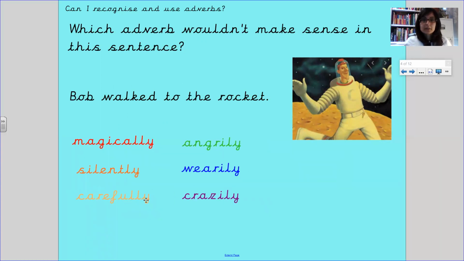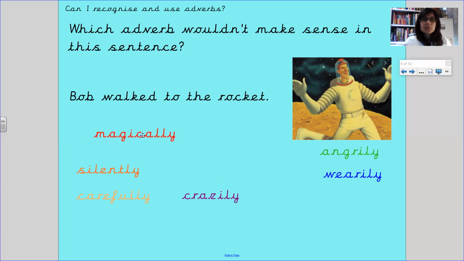Right, so here we go. Let's try angrily. Can Bob walk to the rocket angrily? He might be a bit cross, so yes, we can. He walked angrily to the rocket. Wearily, Bob walked wearily to the rocket. If he's had a hard day on the moon, he might be really tired after doing all those handstands and somersaults.